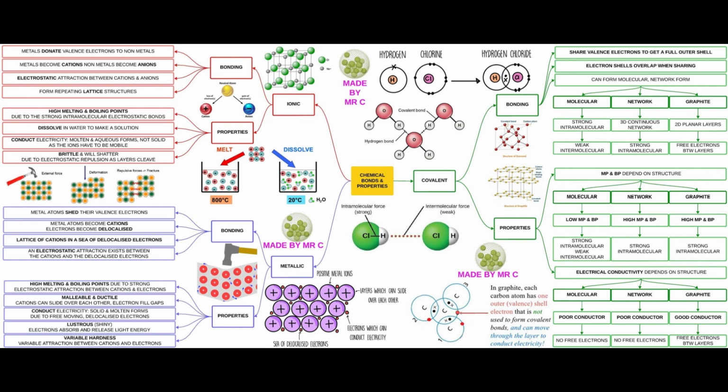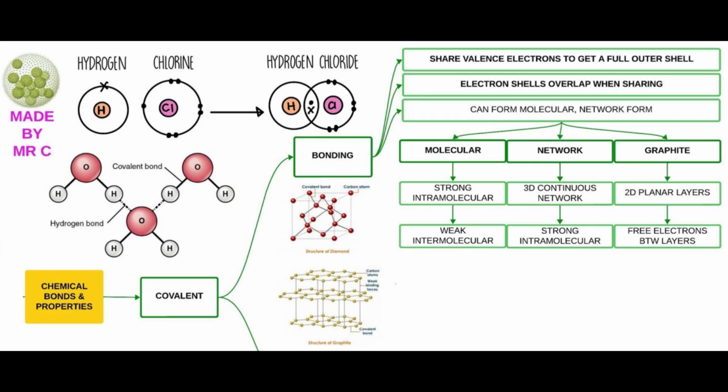Okay, last of all, we move on to covalent bonding. Now in covalent bonding, the atoms share valence electrons to get a full outer shell. The electron shells overlap when sharing, as shown in the diagram here of hydrogen and chlorine. Now hydrogen has 2 electrons in its outer shell, and chlorine has 8 electrons in its outer shell, so both are happy. Covalent bonding can have both molecular and network forms.